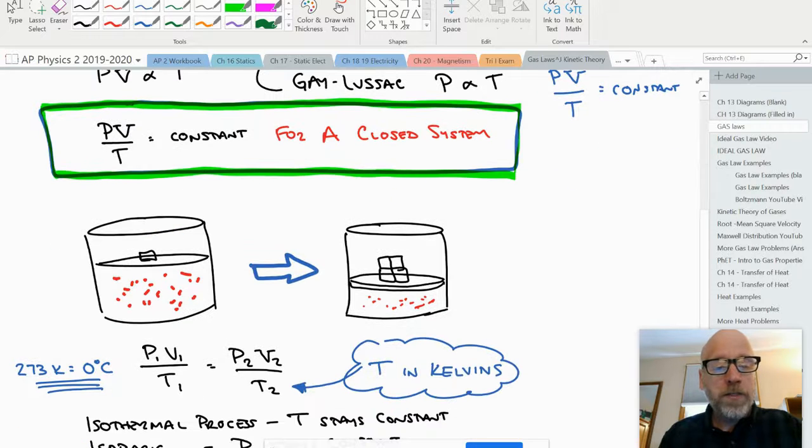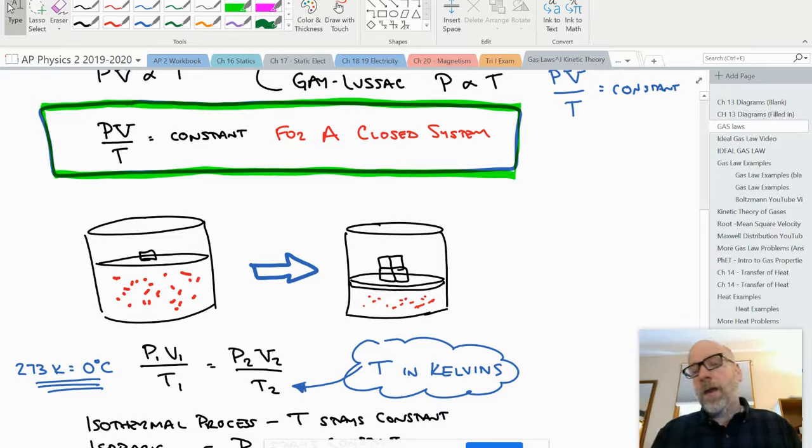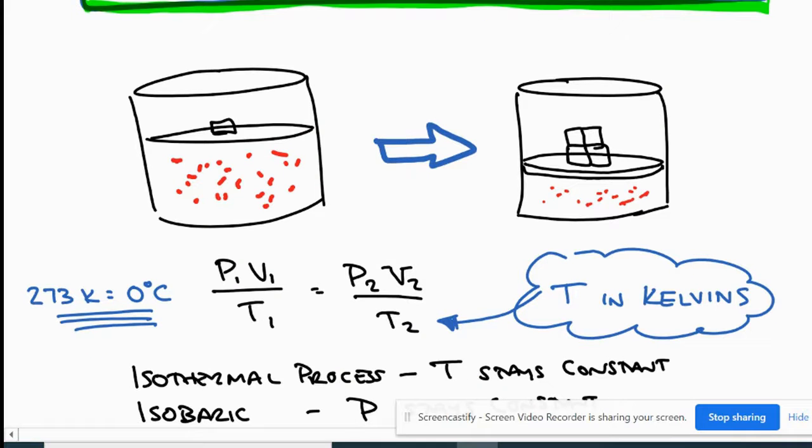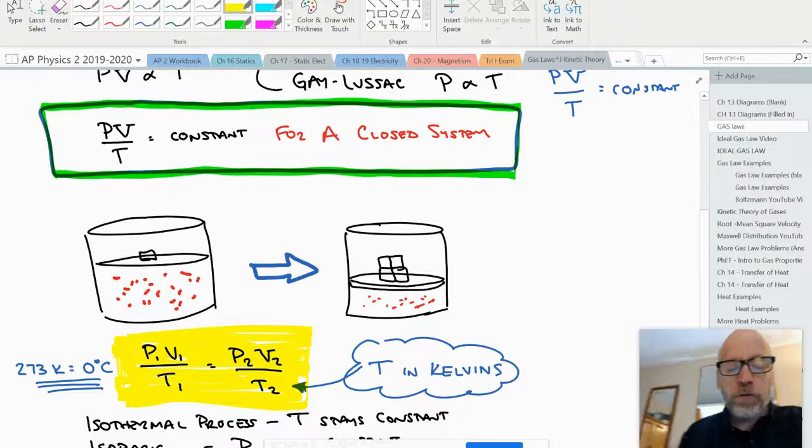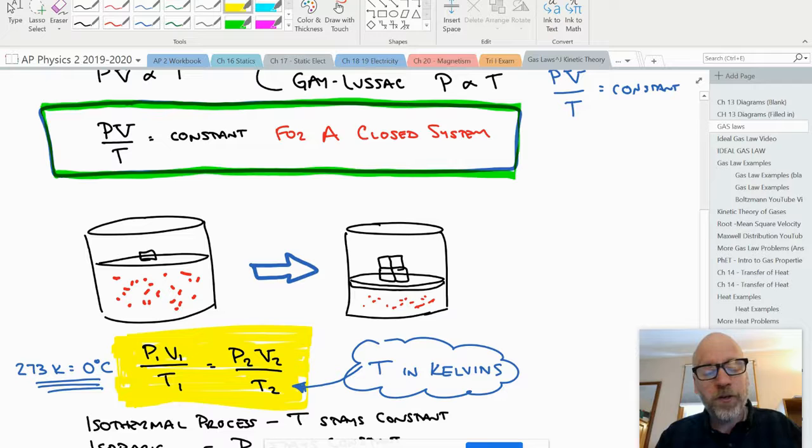Okay, so what does that mean? Well, if we have a gas and we take it through a thermodynamic process where somehow we either change the volume, the temperature, or the pressure, if it's a closed system, then P1 V1 over T1 is going to be equal to P2 V2 over T2. That is the key. Honestly, if you fall asleep for the rest of this lecture, if you get P1 V1 over T1 equals P2 V2 over T2, you got it.